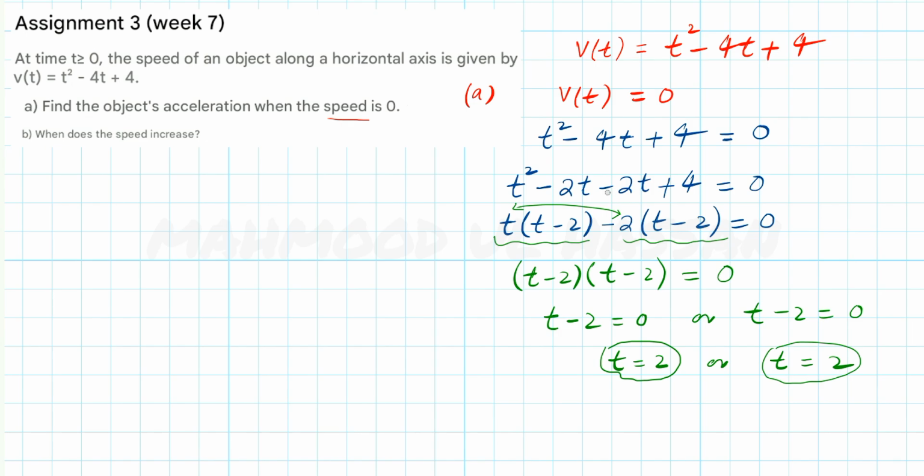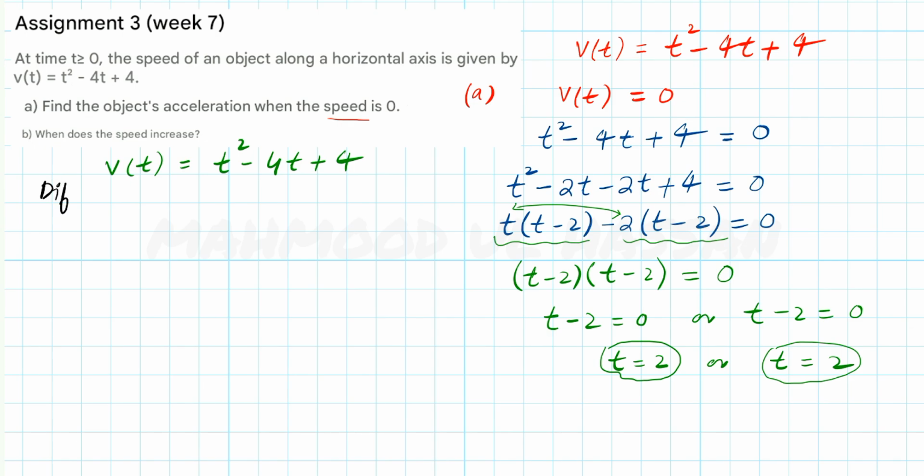Okay, so now we are going to find the object's acceleration at t equal to 2. So how to find the acceleration? Our velocity function is v of t equals t squared minus 4t plus 4. The derivative of the velocity function gives us the acceleration function. In this case t is the independent variable and v is the dependent variable, so we need to differentiate this function with respect to time, that is t.